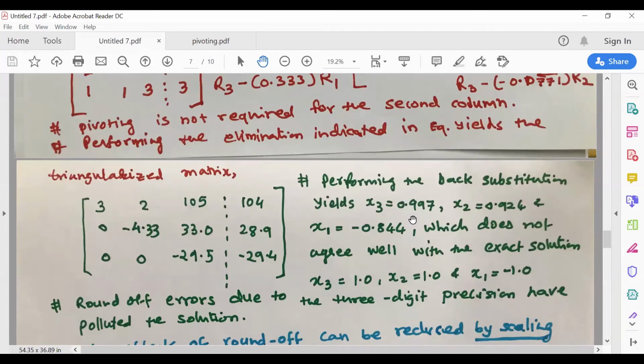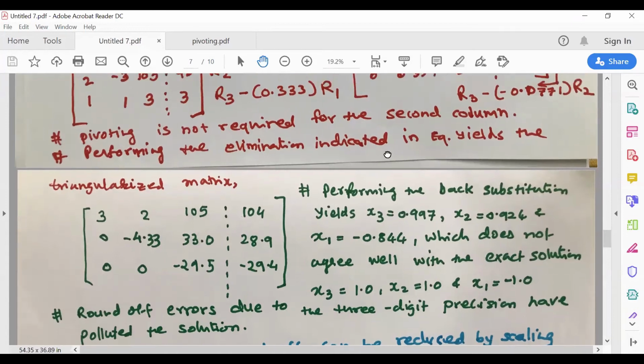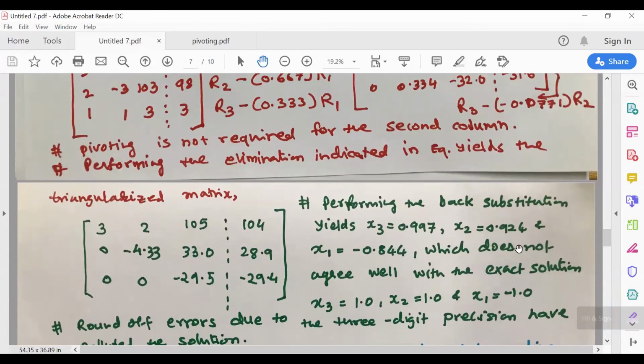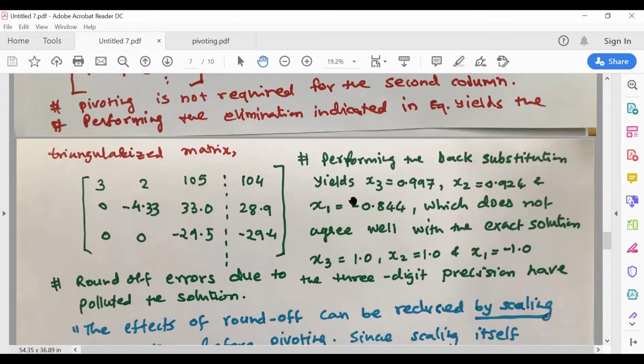We include 3 digits while performing the calculation everywhere, and only then can you get this kind of answer. In the calculator you include 3 digits. So x3 will be 0.997, x2 will be 0.924, and x1 is equal to -0.8. Now this is slightly away from the exact solution. x3 is okay, but observe x2 and x1.